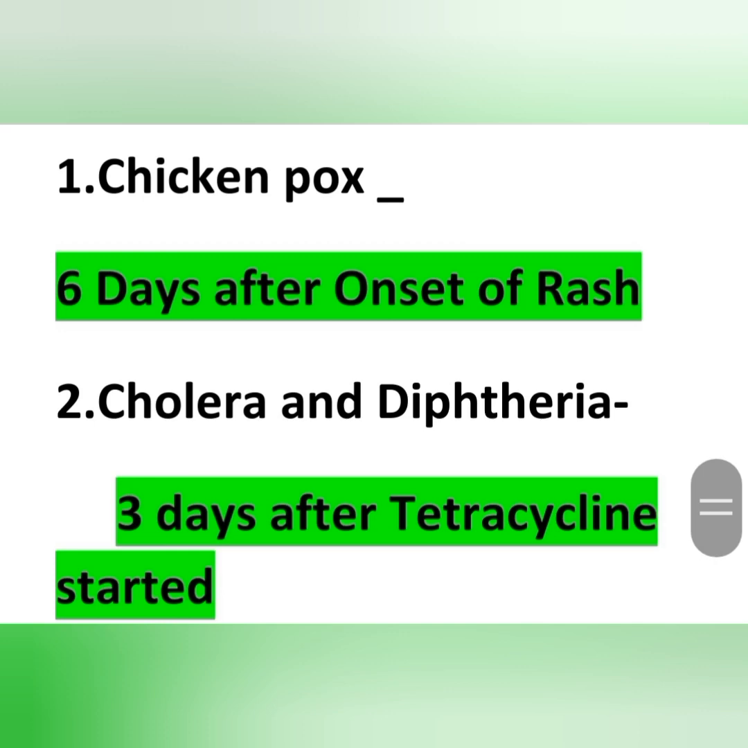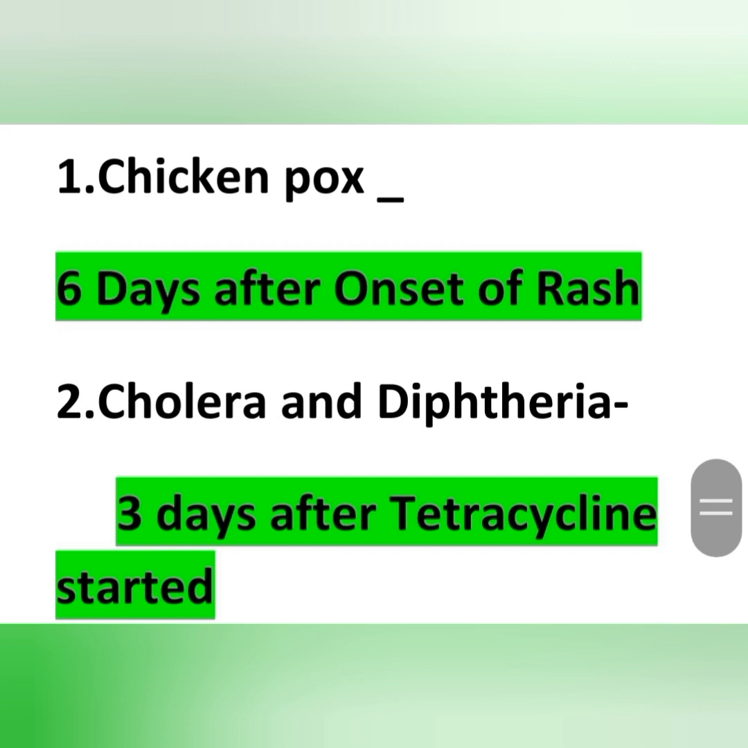Next important point is period of isolation of some diseases. First one, chickenpox. In chickenpox, 6 days after onset of rashes, that is once the rashes appear over the body, the patient should be kept in isolation till 6 days. And cholera and diphtheria, 3 days after tetracycline is started. Once the tetracycline is started, the patient should be isolated for up to 3 days.